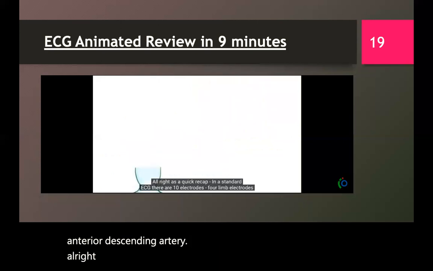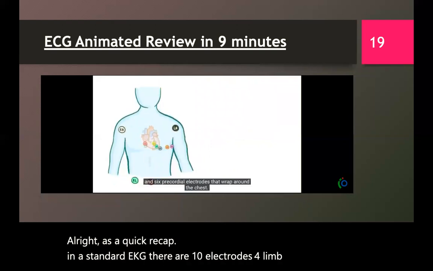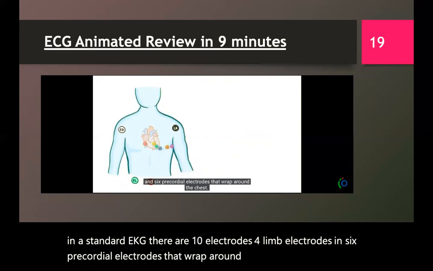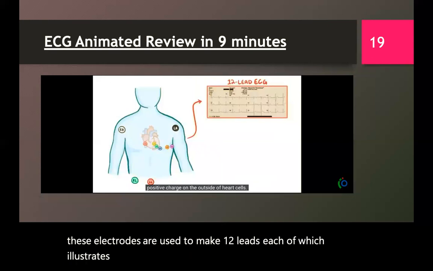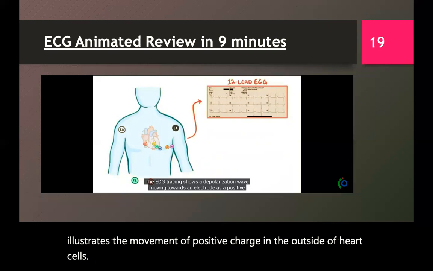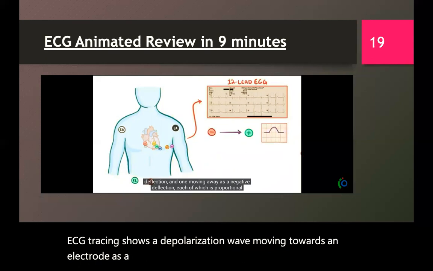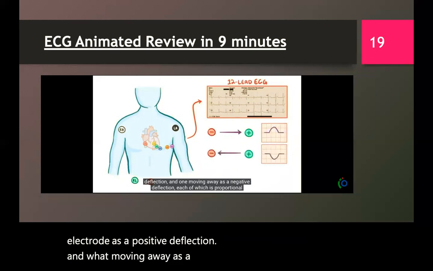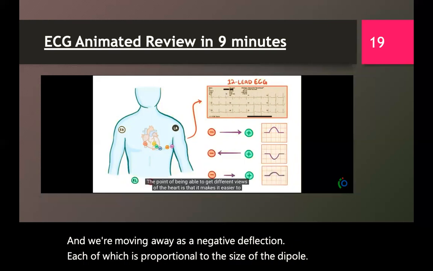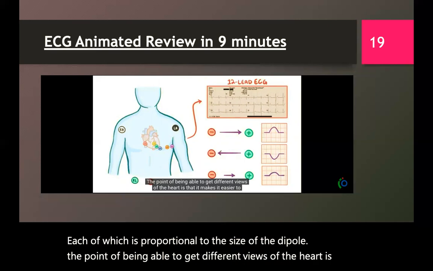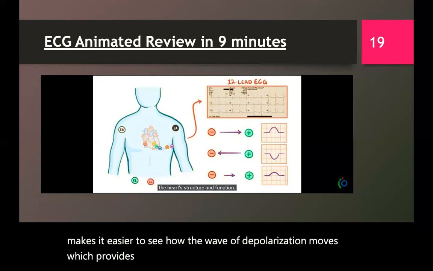All right, as a quick recap, in a standard ECG, there are 10 electrodes, 4 limb electrodes and 6 precordial electrodes that wrap around the chest. These electrodes are used to make 12 leads, each of which illustrates the movement of positive charge on the outside of heart cells. The ECG tracing shows a depolarization wave moving towards an electrode as a positive deflection, and one moving away as a negative deflection, each of which is proportional to the size of the dipole. The point of being able to get different views of the heart is that it makes it easier to see how the wave of depolarization moves, which provides valuable information about the heart's structure and function.